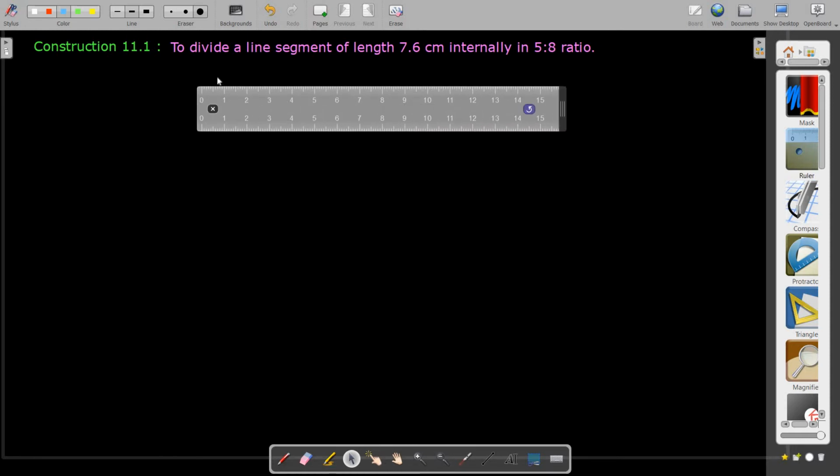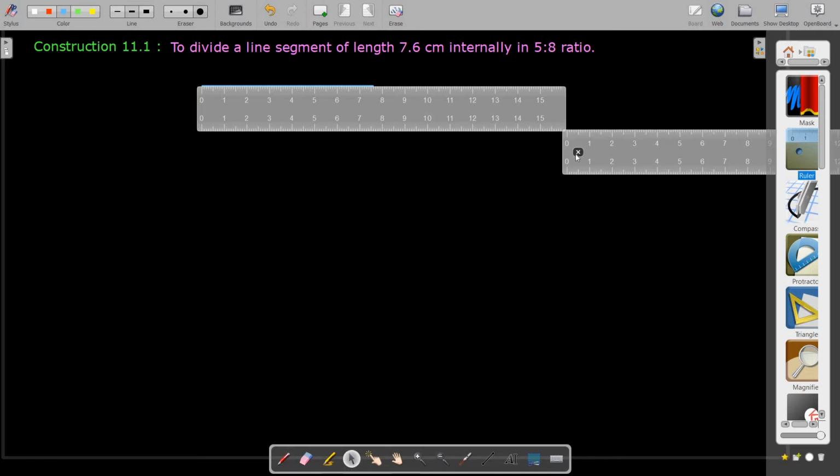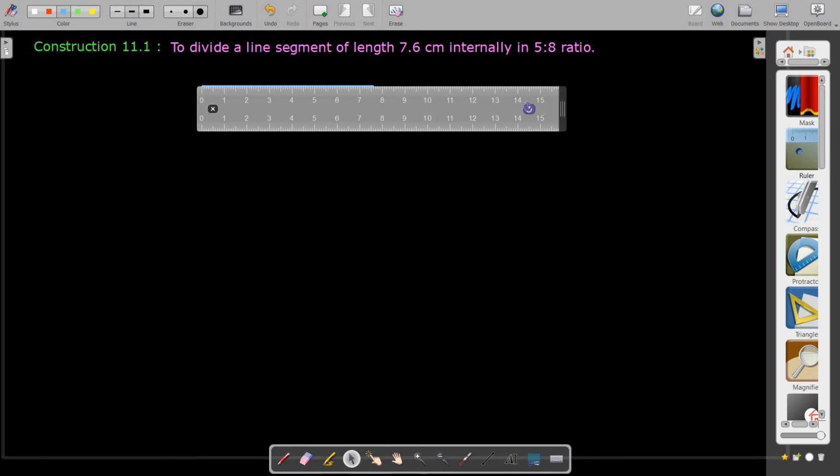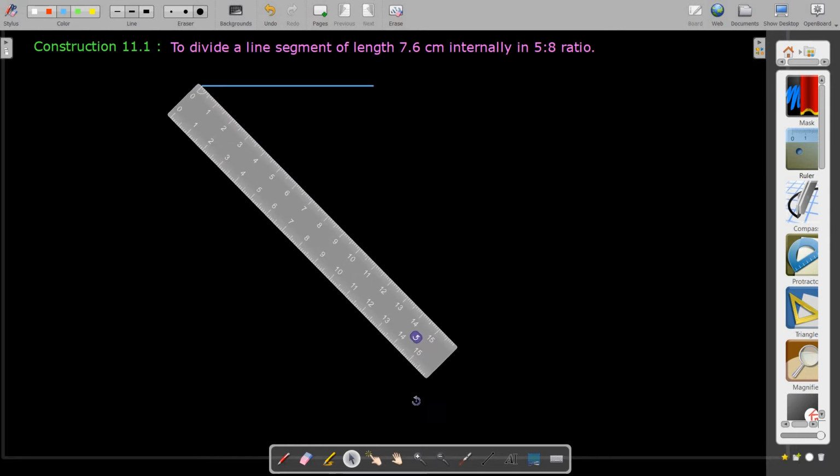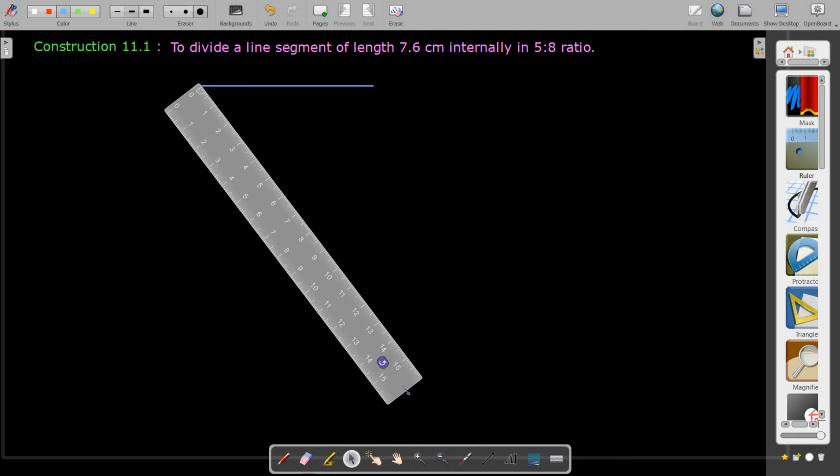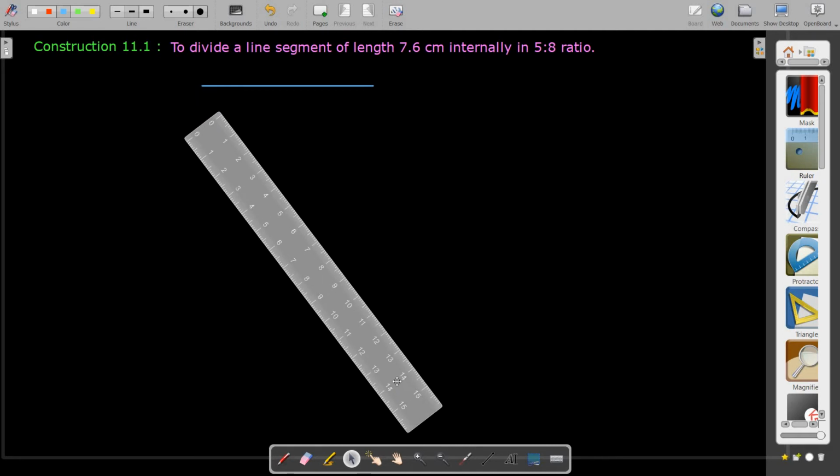Let us consider the example question that I have written. We have to divide a line segment of length 7.6 centimeter internally in the ratio 5:8. So I'll draw a line segment using the ruler of length 7.6 centimeter. Once we do so, at one of the ends of this line segment, which we will label as AB, we will draw an acute ray. So at one of the ends, I have set the ruler and we will draw an acute ray.